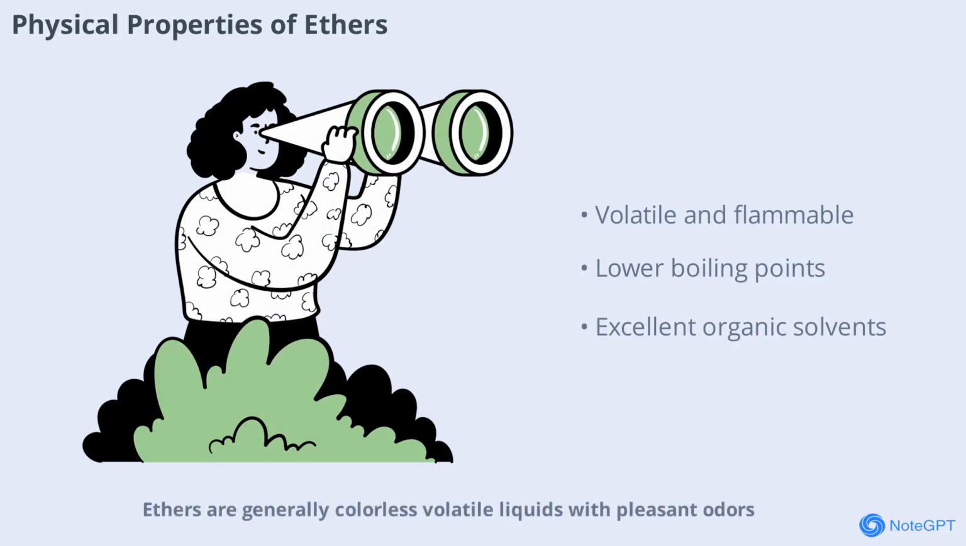Ethers are generally colorless, volatile liquids with pleasant odors. They have lower boiling points than alcohols of similar molecular weight due to the absence of hydrogen bonding between ether molecules. Ethers are slightly soluble in water, but are excellent solvents for many organic compounds. Their volatility and flammability require careful handling in laboratory and industrial environments.